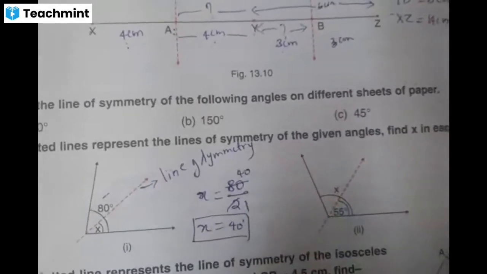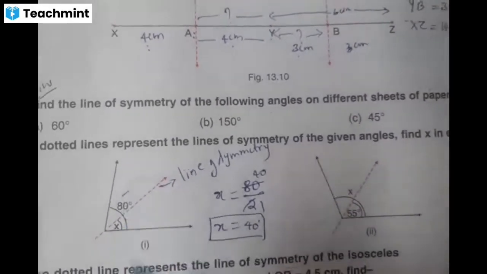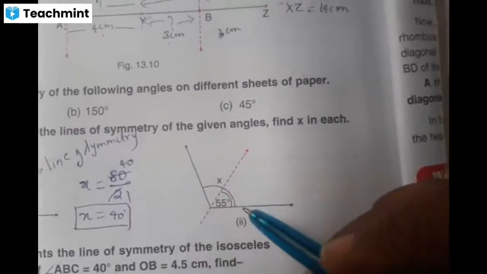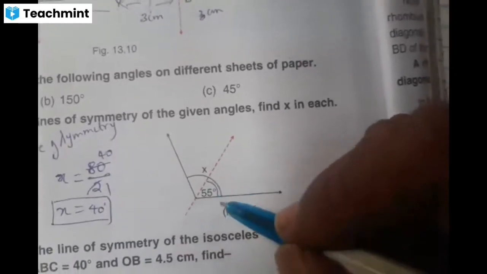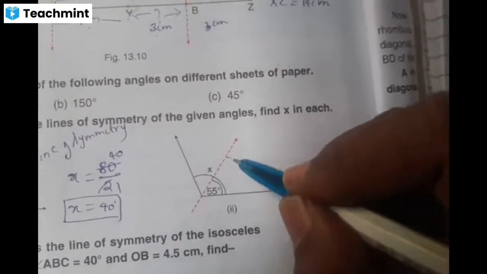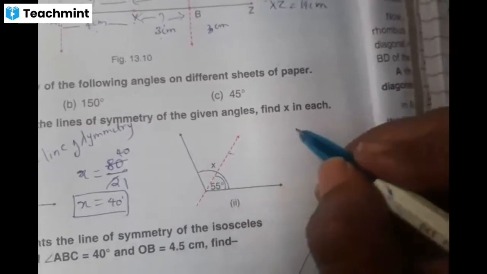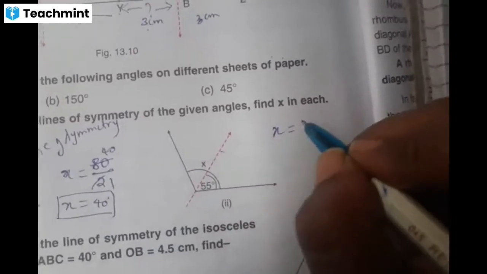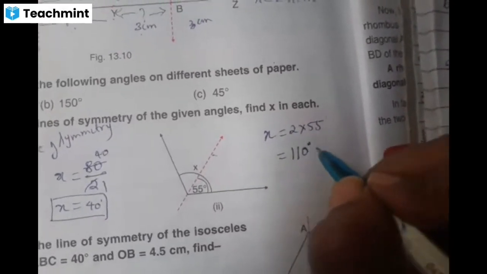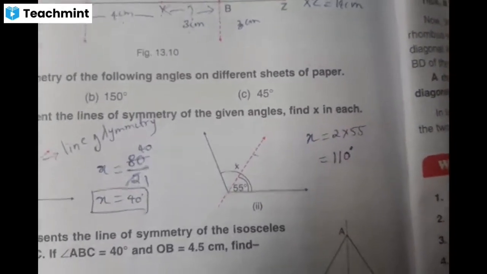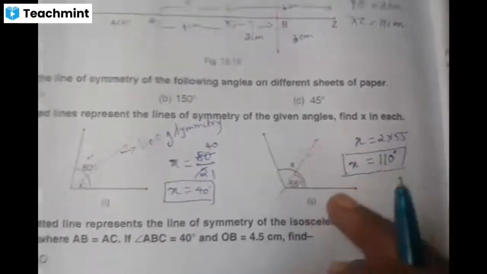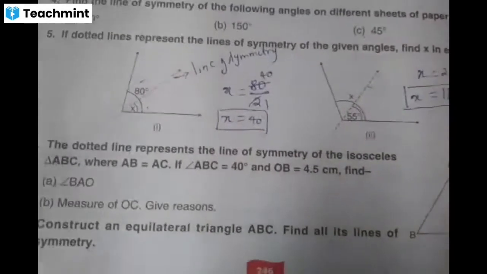Without cancelling only, we can say that x will be half of 80. Half of 80 is how much, children? 40 degree. Next, in this figure, you can see that half of the angle is given, children. Half is 55 degree. How much will be the full angle? If this is the line of symmetry, then half is 55, so x will be 2 times 55. 2 times 55 is 110 degrees, children. So we write x is equal to 110 degrees. In this way, we find the value of x in the given figure, children. Question number 6.